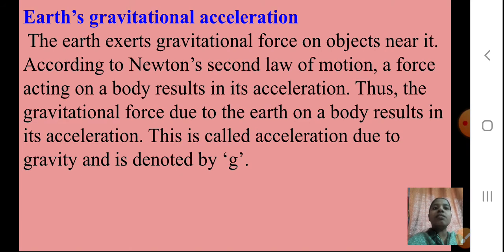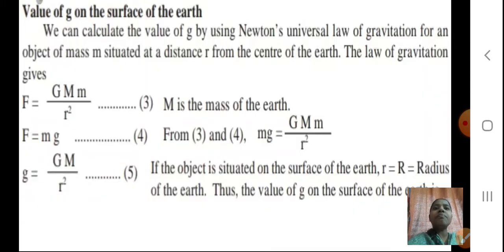See, the earth exerts gravitational force on objects near it. You know that. According to Newton's second law of motion, a force acting on a body results in its acceleration. When a force is acting on a body, it will accelerate. Thus, the gravitational force due to the earth on the body results in its acceleration. So this is called acceleration due to gravity, and we denote it by the letter small g. Okay students, I hope it is clear. Now the value of g on the surface of the earth we are going to see.